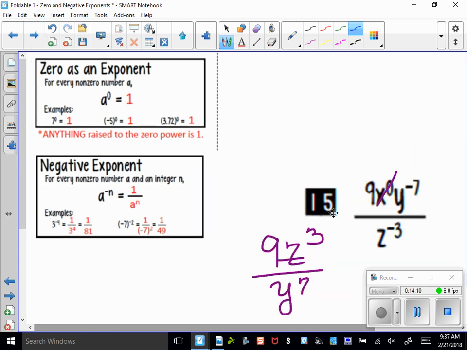All right, let's look at this one. Notice I just said anything to the 0 power is 1, so you just don't even see that, because 9 times 1 is just 9. The y to the -7 has to be moved to the bottom to make it positive. And the z to the 3rd, take the reciprocal, move it to the top, so it'll become z to the +3.